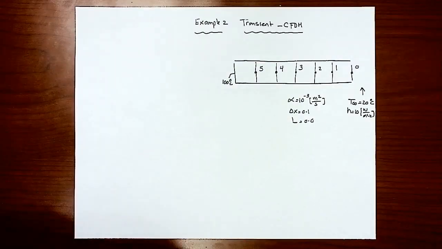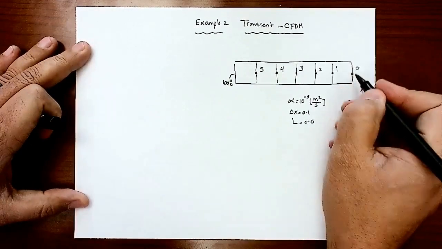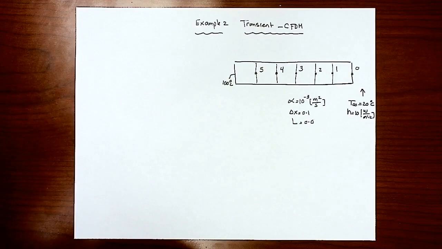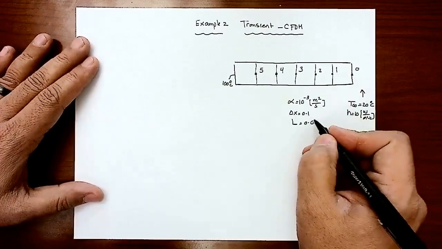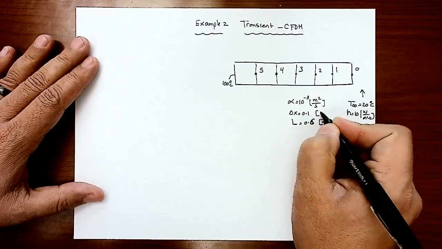This is a second example of how to apply the finite difference method for transient analysis. This is a one-dimensional bar exposed to a Dirichlet boundary condition on the left, 100 degrees C, and on the right-hand side I'm exposing the face to a convection stream with T infinity equal to 20 and a convection heat transfer coefficient of 10. Alpha is given, delta X is given, and the total length is also given as 0.6 meter.